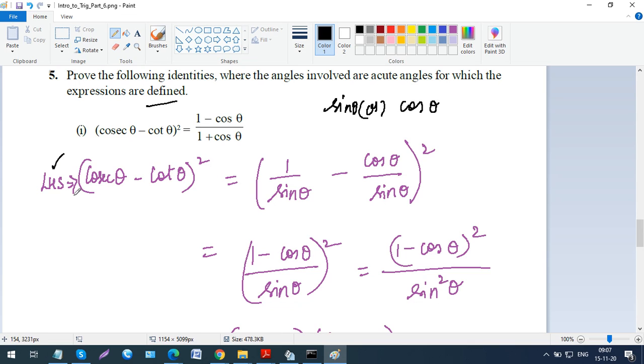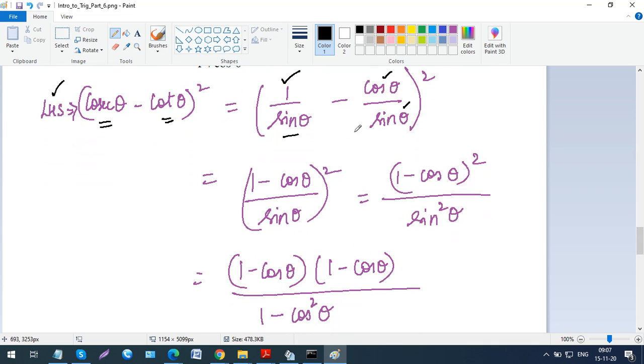So I can write cosecant theta as 1 by sine theta, and cot theta is 1 by tan theta, or you can write it as cos theta by sine theta. See, I told you on top, right? Cot theta is cos theta over sine theta. So the whole square. Now you can see that the sine theta is common in the denominator. So I can just write 1 minus cos theta, the whole thing divided by sine theta, the whole square. So I'll have to separately square both of them. 1 minus cos theta, the whole square, over sine square theta.